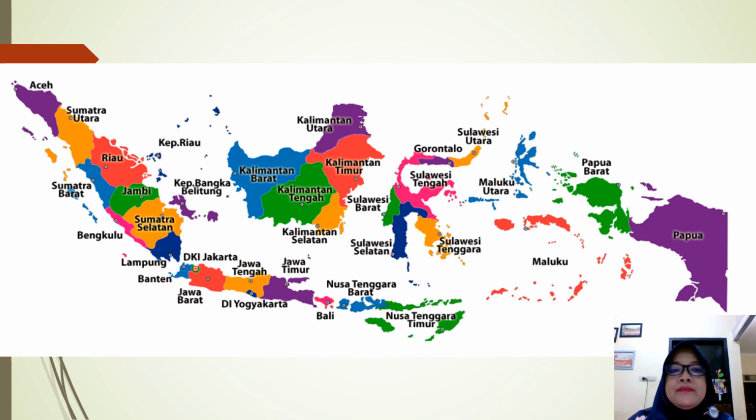Based on the five biggest islands in Indonesia, if you see this map, Sumatra, Jawa, Kalimantan, Sulawesi, and Papua, the number of speakers of Indonesian is estimated at around 260 million.